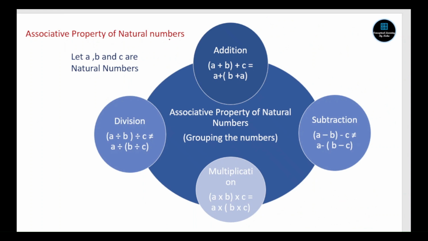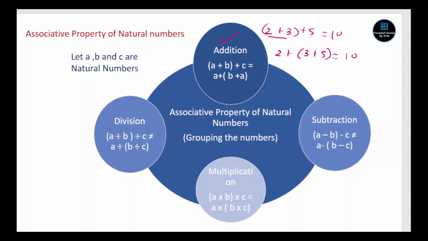Now, associative property. Associative means grouping of the numbers. Let's understand. If I say 2 plus 3 plus 5, I'll add these two numbers first and then add 5. So 5 plus 5, I'll get 10. If I change the group, 3 plus 5 first, which is 8, then 8 plus 2, I'll get 10. So in case of any grouping, I'll get the same answer in case of addition.